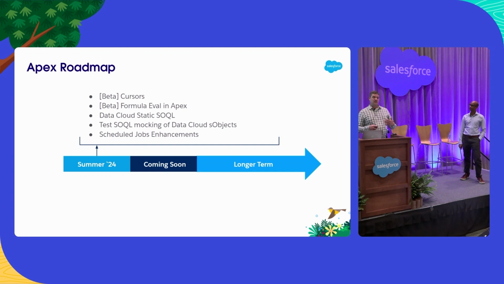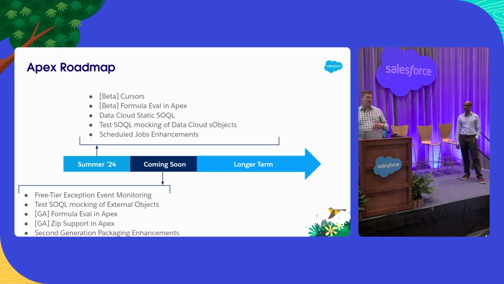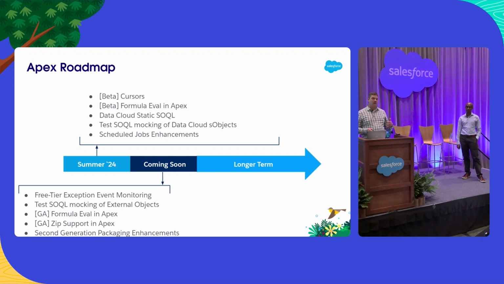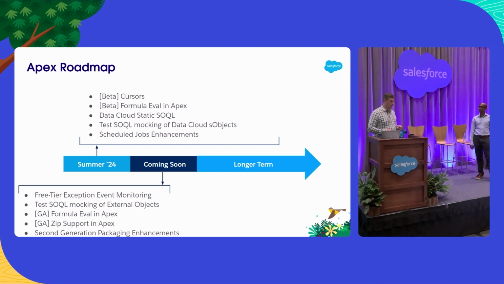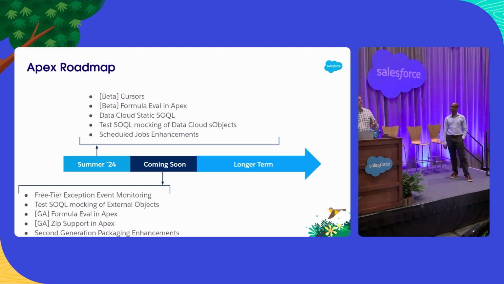So after summer 24, winter 25 is the next season on our release map. Yeah, you're getting the free tier of event monitoring for the last 24 hours in that CSV, which was the feature I talked about there. And we're also expanding the SOQL test mocking out to external objects as well. And releases beyond that, what comes after winter 25?